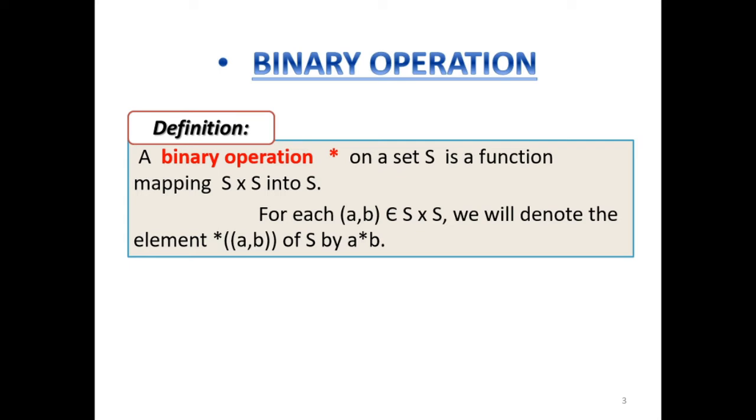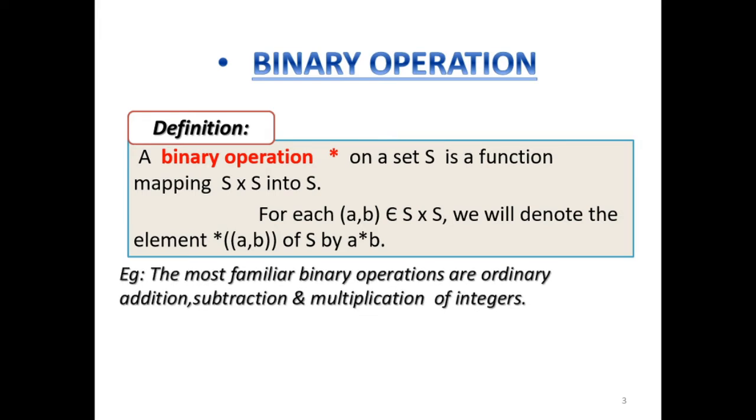For each ordered pair (a, b) element of S cross S, we will denote the element star of (a, b) of S by a star b. That is, plus of (2, 3), we denote as 2 plus 3. Example, the most familiar binary operations are ordinary addition, subtraction and multiplication of integers.